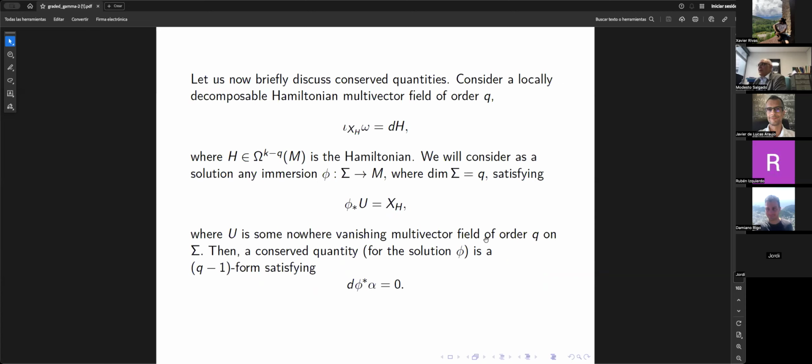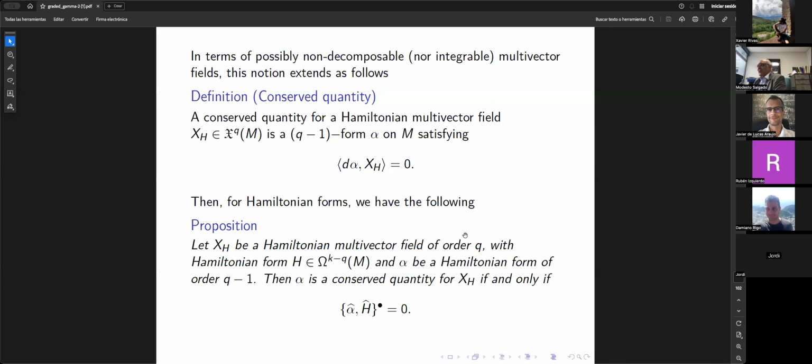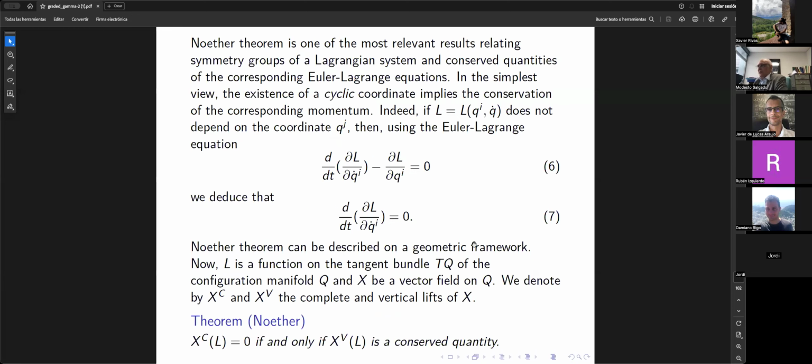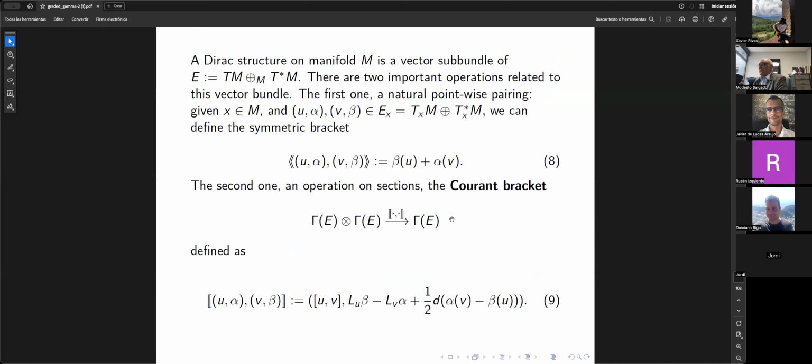Okay, so I will skip this and also this, because now this is just to deal with currents and so on. This is the equivalent to conserved quantities in mechanics, but it's not necessary. Okay, so let me go to here.